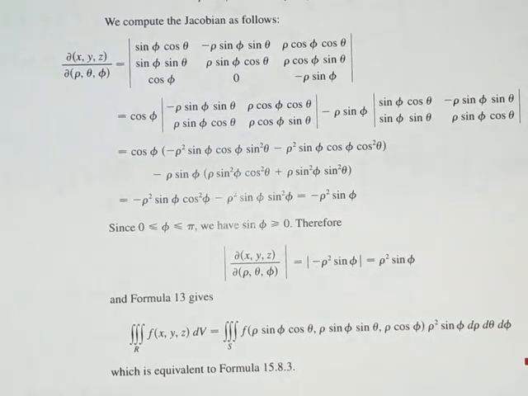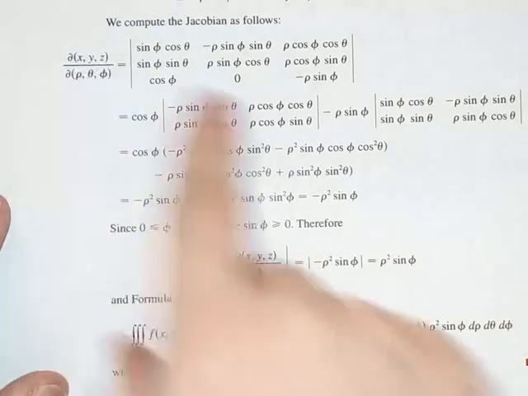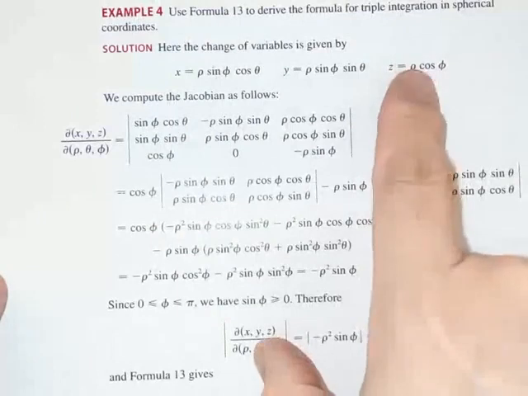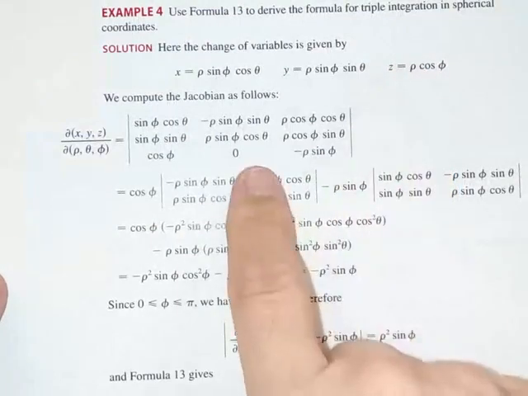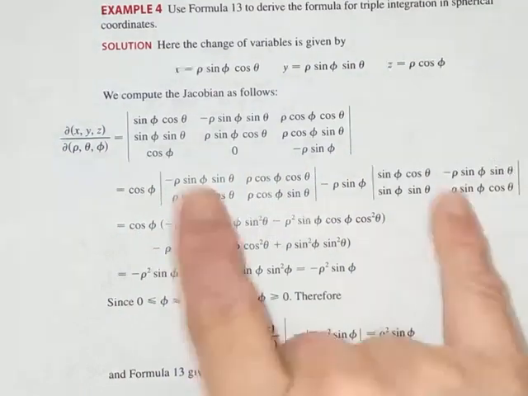Notice there's a 0 on the bottom, right? Because this equation, z, has no theta in it. So when I take the derivative with respect to theta, I get a 0, which means I'm going to expand this across the bottom row. Just like a cross product, instead of going across the top row, I go across the bottom row. Plus, minus, plus.